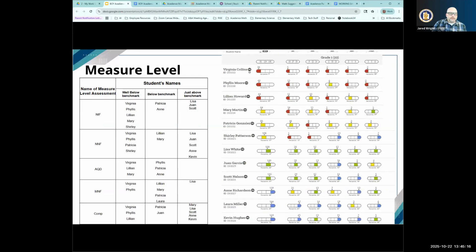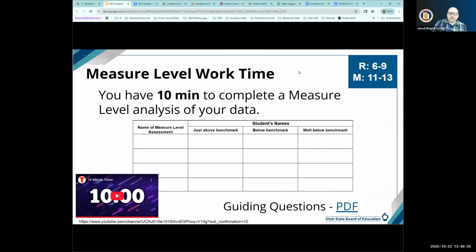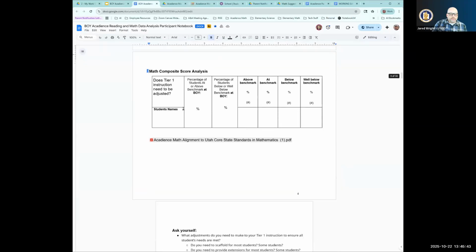And so a lot of views here. I'm not sure why we have 2 slides, but we got plenty of views. So in the participant notebook, if you're wanting to focus on reading, that's going to be pages 6 through 9. And if you're looking at math, that's pages 11 through 13. And so let me just go there.